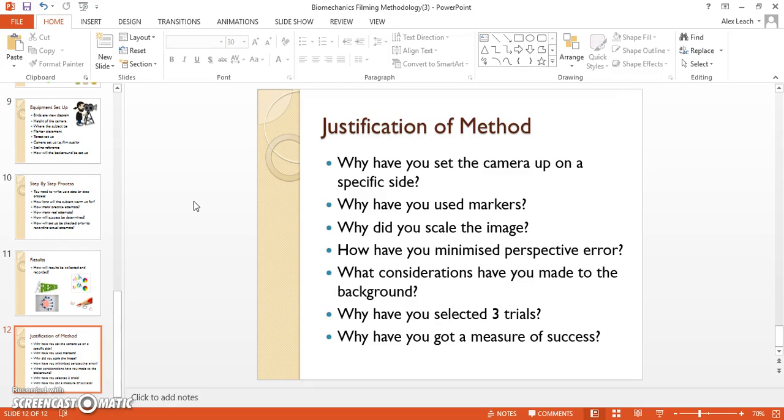Why have you used markers? Again, this is all for accuracy, reliability, and validity. Clothes can move, so if you're looking at fixed points, clothes can move. But if you use markers, you can consistently see the points on the body that you want to mark, making you more accurate. Why did you scale the image?